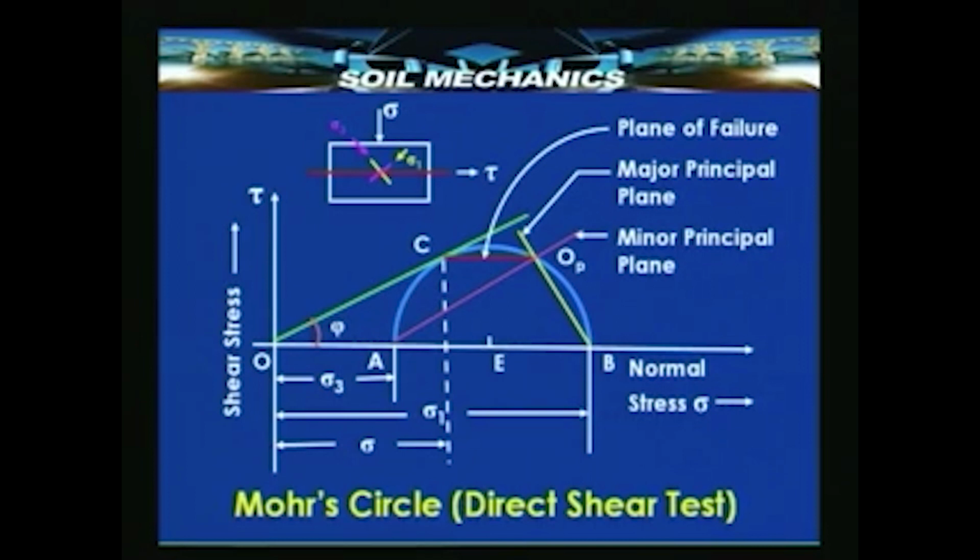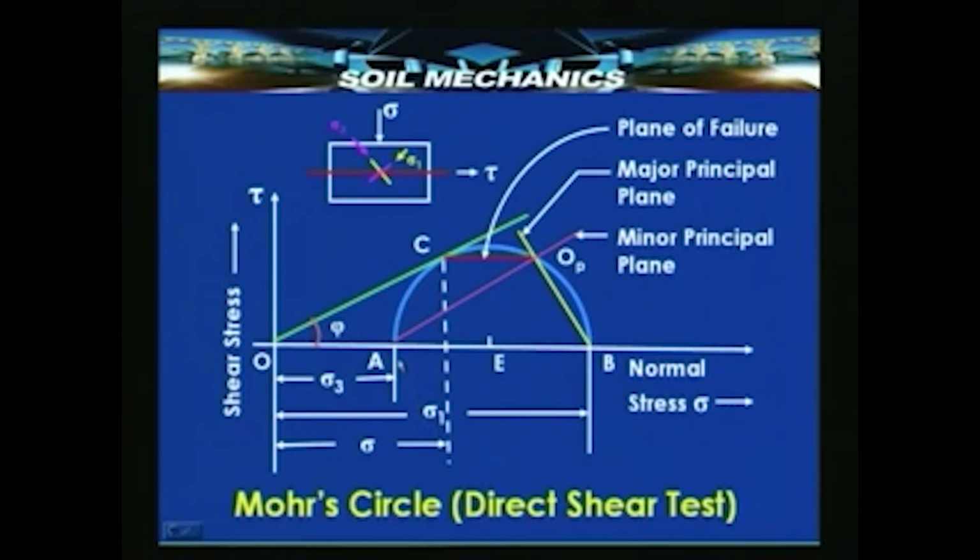Then we also saw that the results of a direct shear test can be analyzed and interpreted with the help of a Mohr circle. The principle of the Mohr circle was explained to you in very great detail by me in one of the earlier lectures. So, today we will just quickly see a typical Mohr circle, particularly the way it looks for a direct shear test.